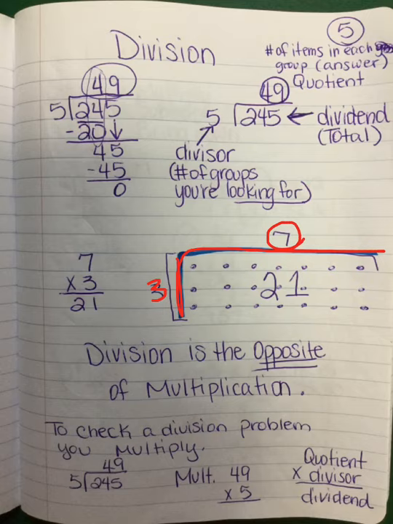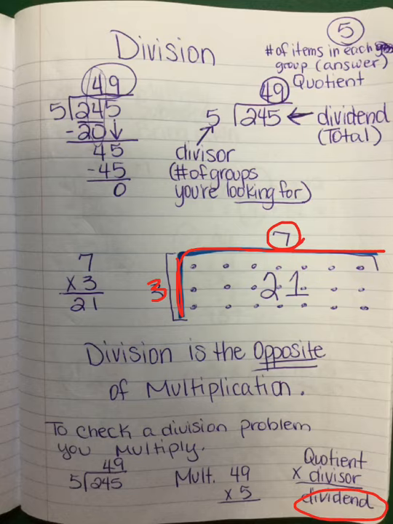Okay? And then we talked about how to check a division problem. You check it by doing multiplication. So the problem we did on the top was 245 divided by 5, and that gave us the answer of 49. So you would take your answer, which is the quotient, and multiply it by the divisor, which is the number you divided by. And then the answer that you get for your multiplication problem, your product, should be the same as what your dividend was. Okay?